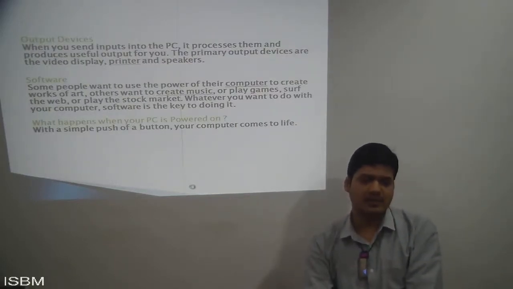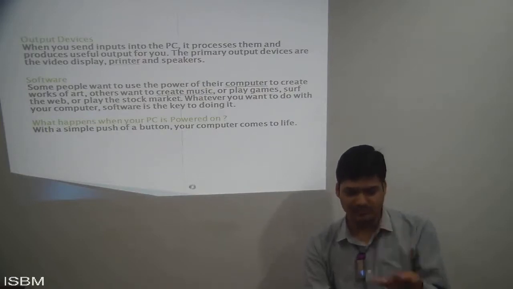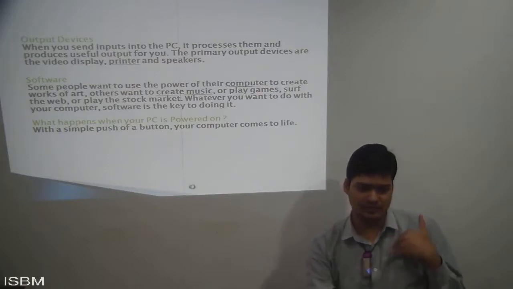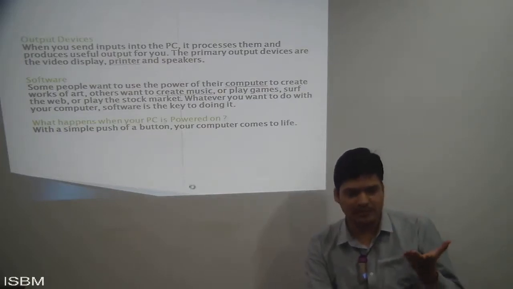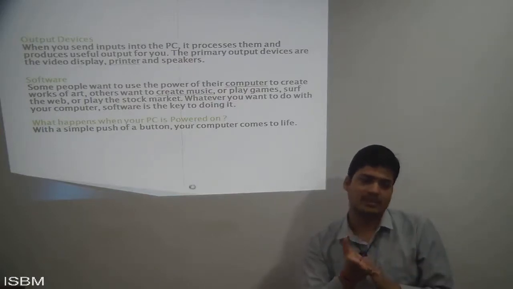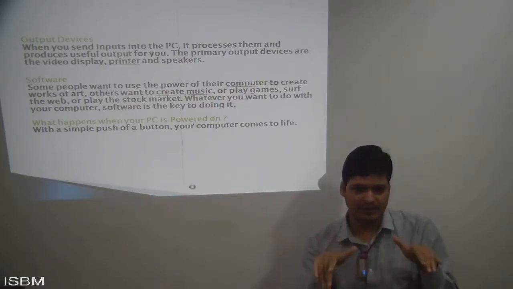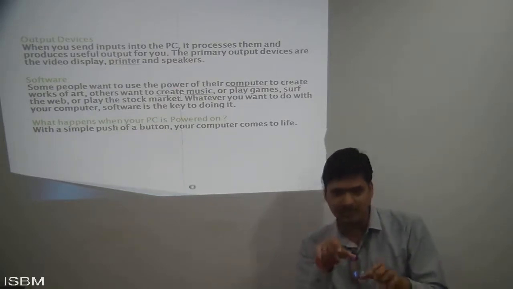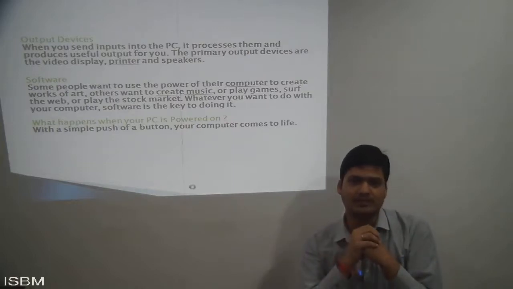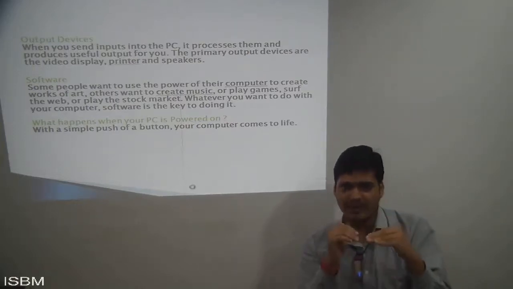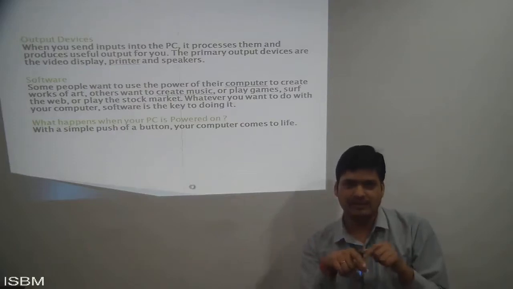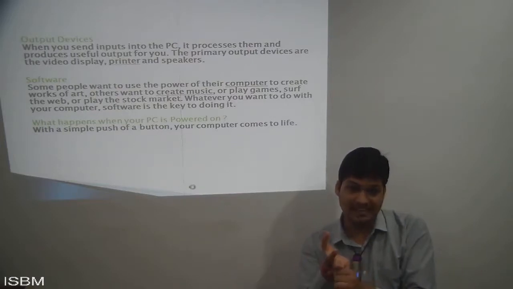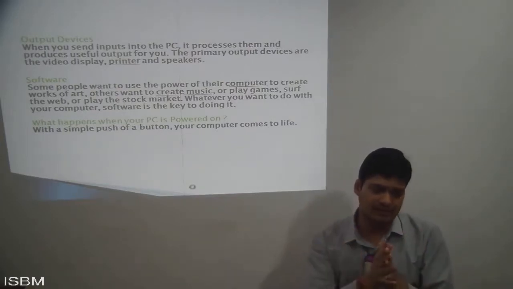Second, the output devices. When you send inputs to your PC, it processes them and produces useful outputs for you. The primary output devices are video display, printer, and speakers. Simple. An output device is like your monitor. If you're writing something, it will show you the output. If you're clicking something, it will show you the output on that particular device. The primary device is your monitor. The secondary ones are a lot of other output devices, like your printer and the scanner. These are all under output devices.